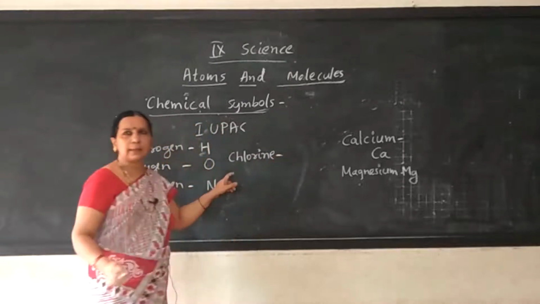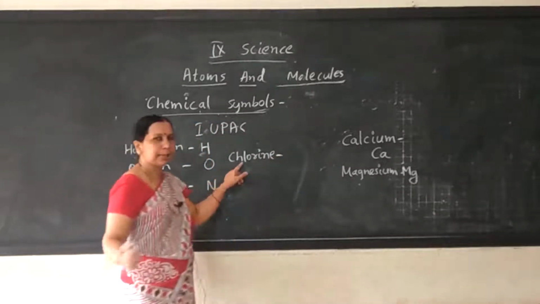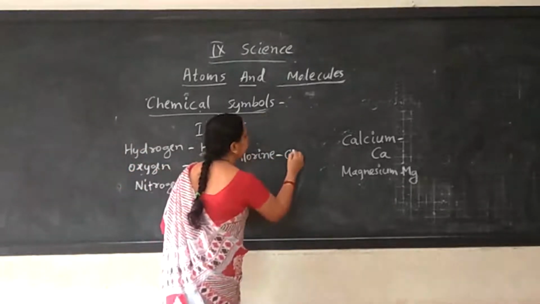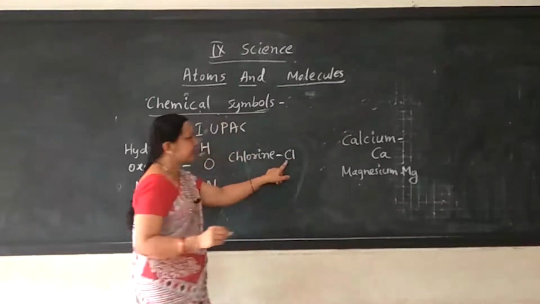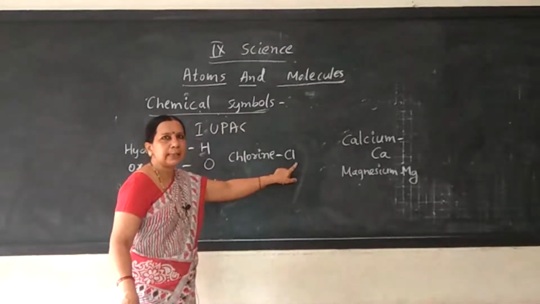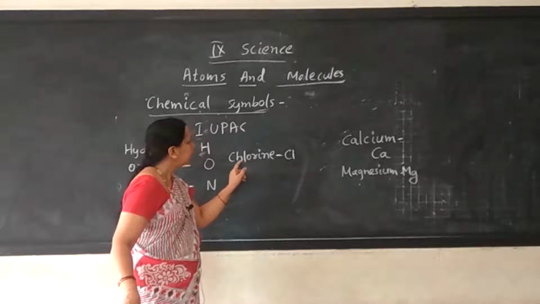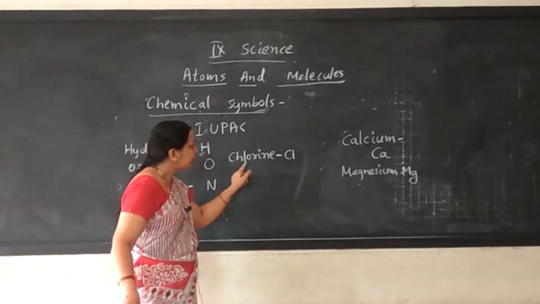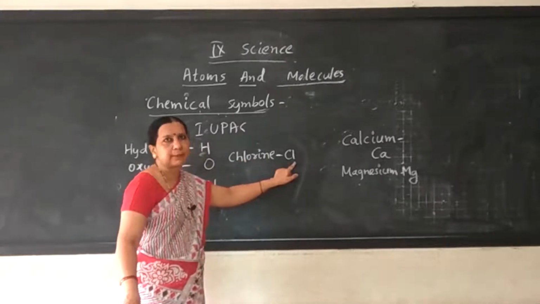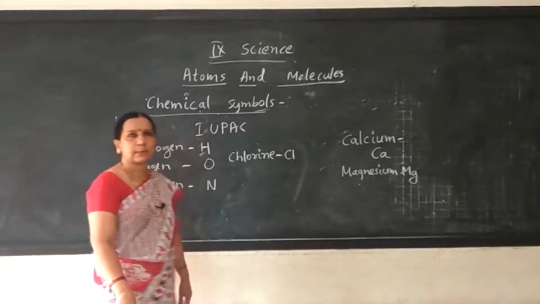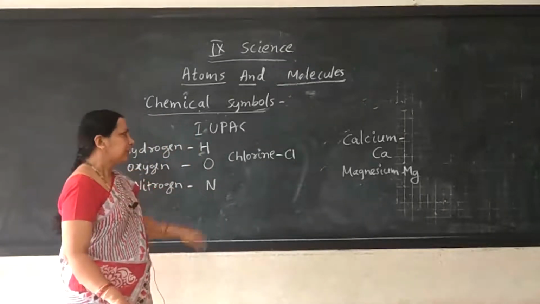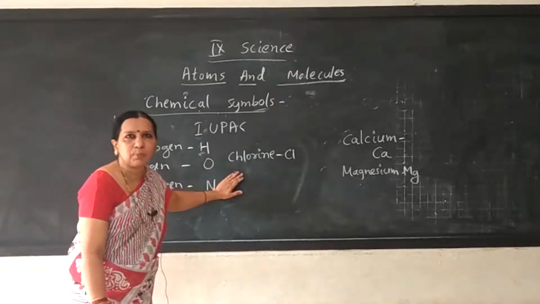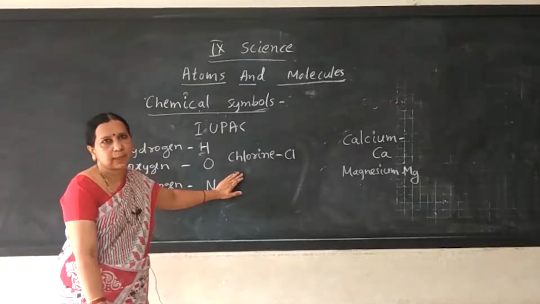We do not write the symbol of chlorine as CH. We write the symbol as Cl, C capital and L small letter. So that H we don't write. The later letter is used to write the symbol. So Cl is the symbol of chlorine. The same way we write symbols for other elements also.